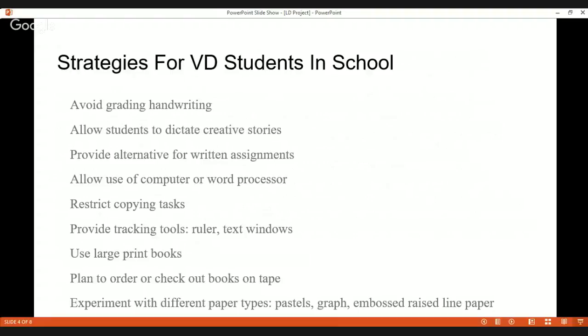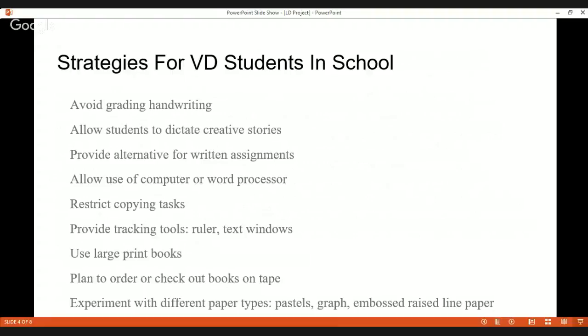Plan to order or check out books on tape. That also helps. Some of these kids can read a book, but they have trouble remembering information from the book, or really, retaining information, I think, is the big thing. So ordering books on tape would be very important.